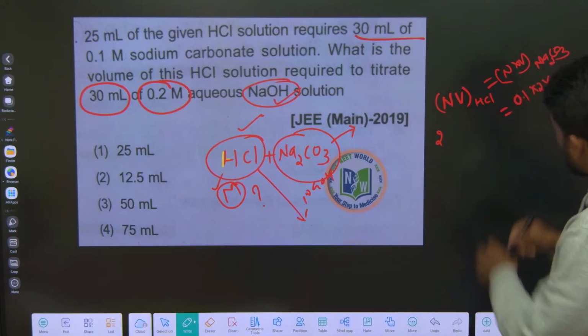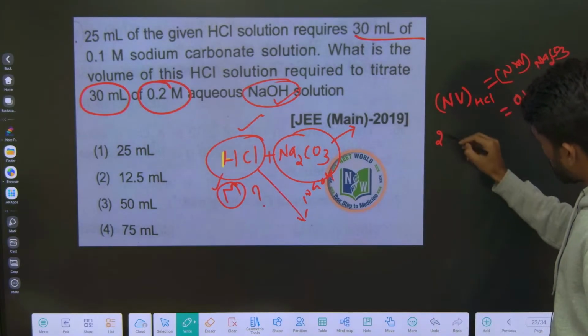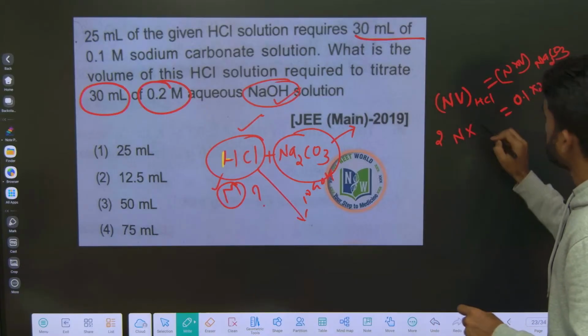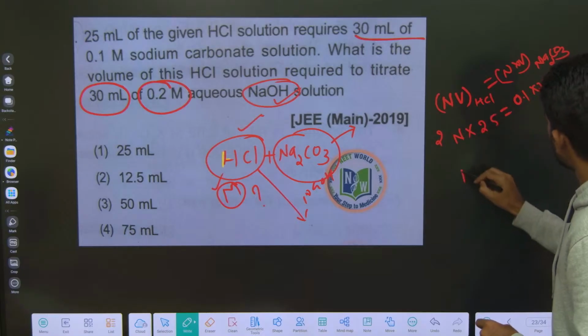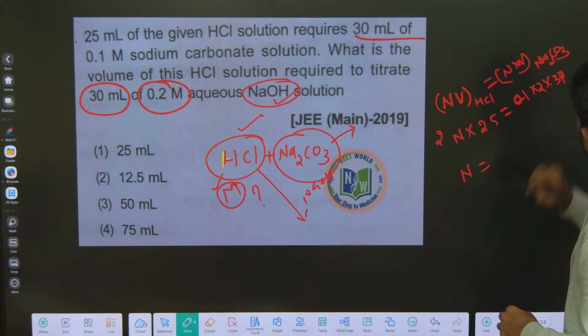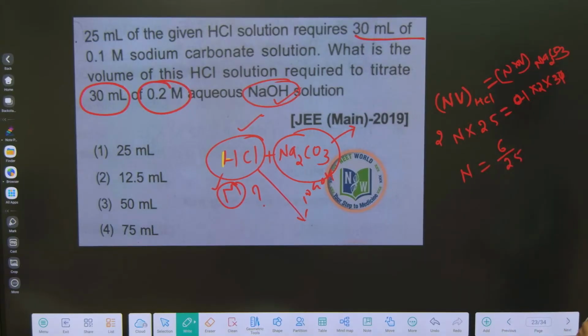Okay, after taking this side, what is the normality or molarity that we need to find for HCl, and volume given is 25. So from this you tell me. 25 by 15. So 6 by 25 you will get. 0.1 into 30. 3 into 6, you got normality of HCl.